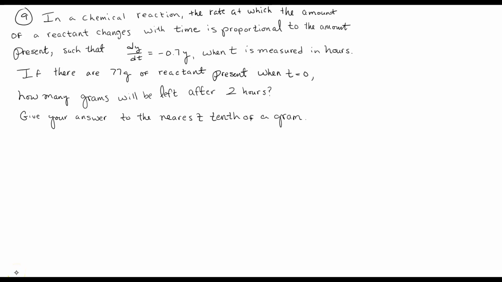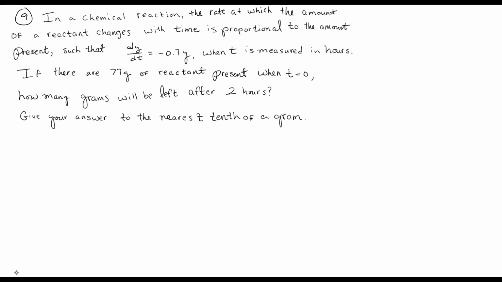Okay, now we're going to take a look at an initial value problem application. Let's see what we've got. It says in a chemical reaction, the rate at which the amount of a reactant changes with time is proportional to the amount present, such that dy/dt equals negative 0.7y when t is measured in hours. If there are 77 grams of reactant present when t equals 0, how many grams will be left after 2 hours? We're also asked to give our answer to the nearest tenth of a gram.